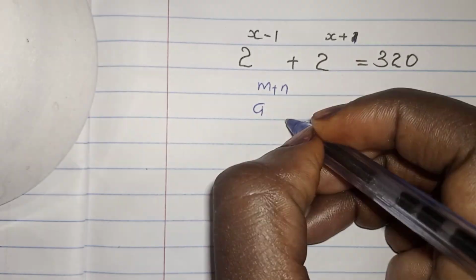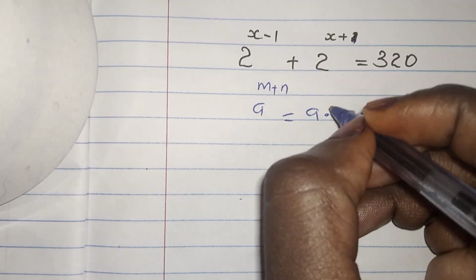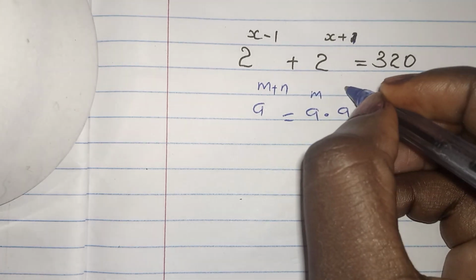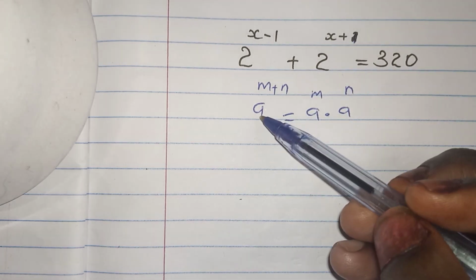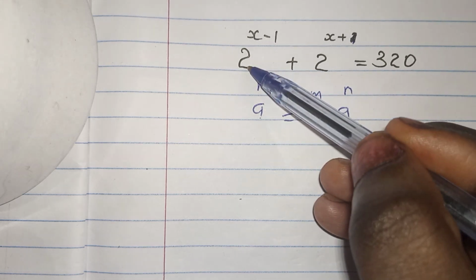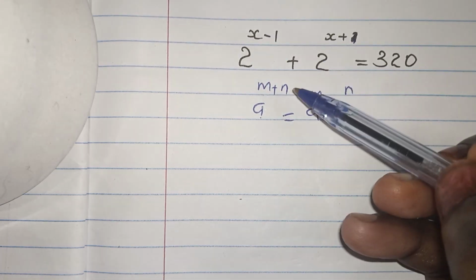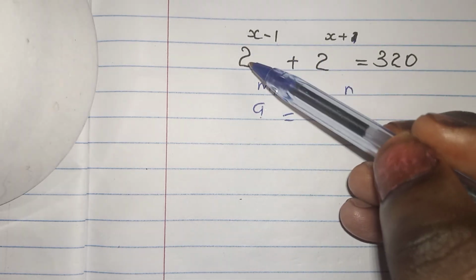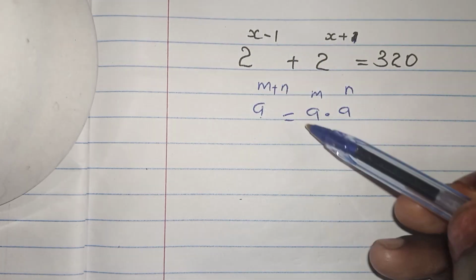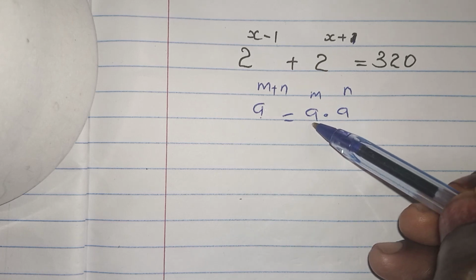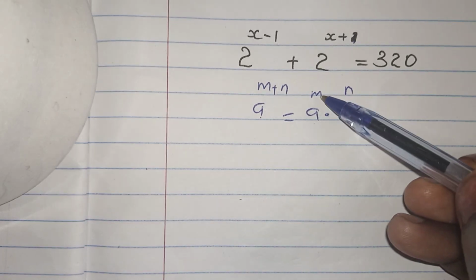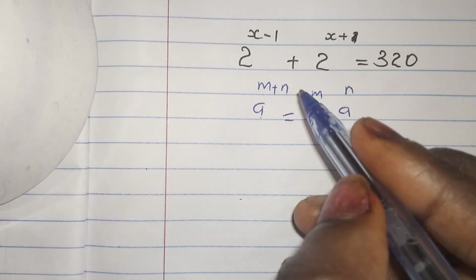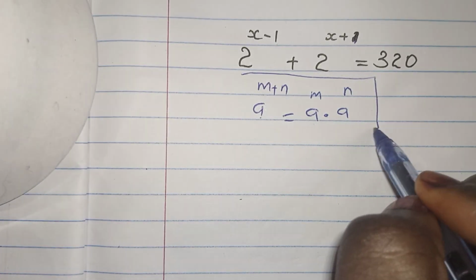a to the power of m plus n is equal to a to the power of m times a to the power of n. So a here is our 2, m here is our x and n here is our -1. We are going to express these values in the form a to the power of m times a to the power of n. So this is a rule or a formula.